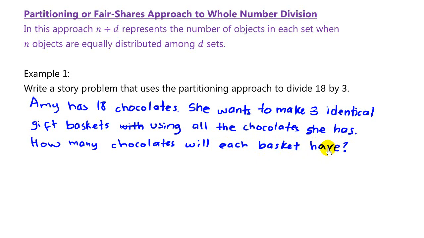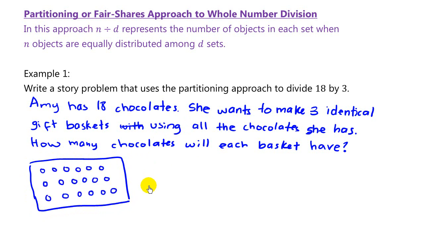So here's my story problem, and I always encourage you to sketch some sort of visual diagram or representation to go with this as to how you would actually solve the problem. So we can put the chocolates on a tray. Okay, and we can put the 18 chocolates here. So there is my tray with the 18 chocolates. And now I know how many baskets I want to make, so I can go ahead and sketch those baskets too. So here's one, here's the other one, and here's the other one.